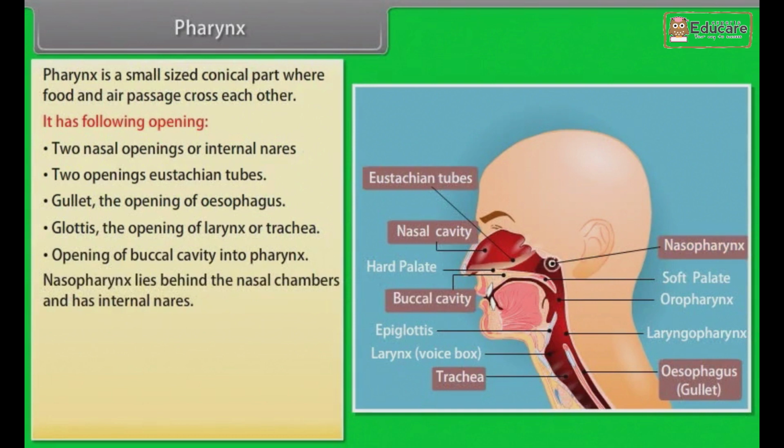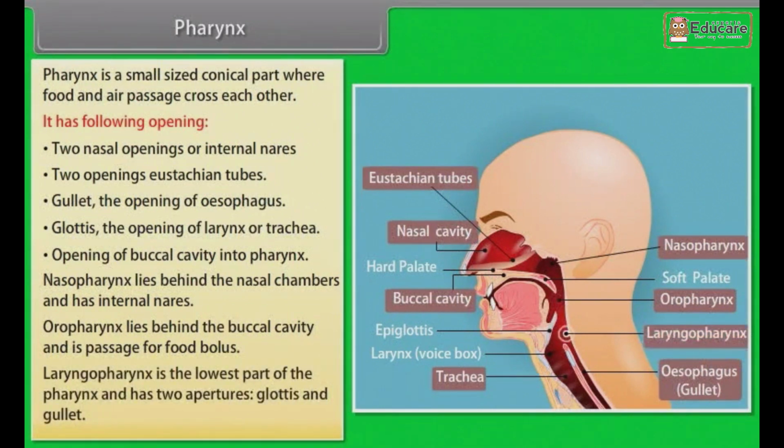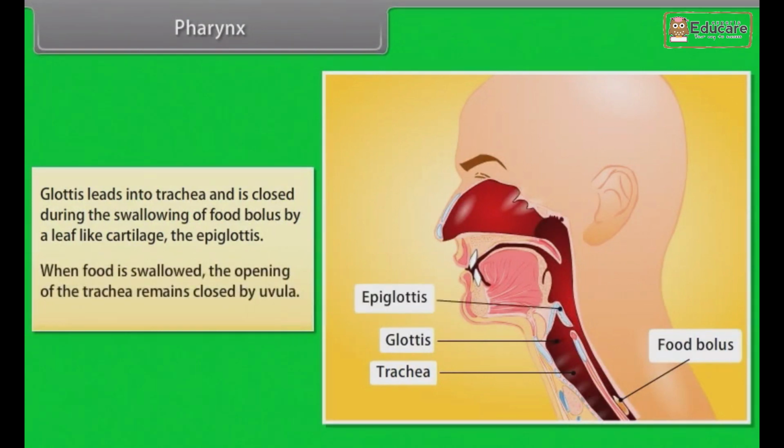The nasopharynx lies behind the nasal chambers and has the internal nares. The oropharynx lies behind the buccal cavity and is the passage for the food bolus. The laryngopharynx is the lowest part of the pharynx and has two apertures, the glottis and the gullet. The glottis leads into the trachea and is closed during the swallowing of the food bolus by a leaf-like cartilage, the epiglottis. When food is swallowed, the opening of the trachea remains closed by the uvula.